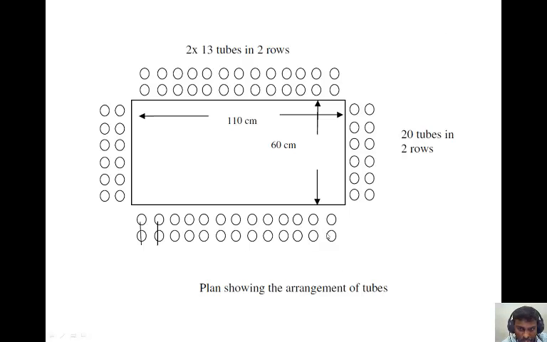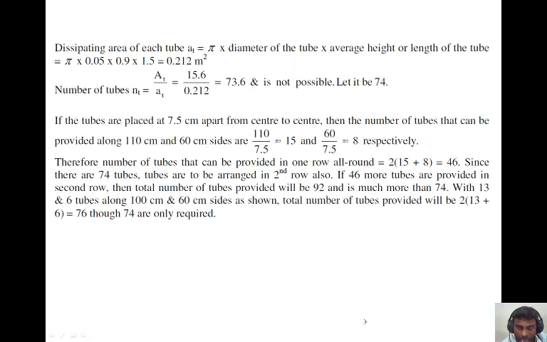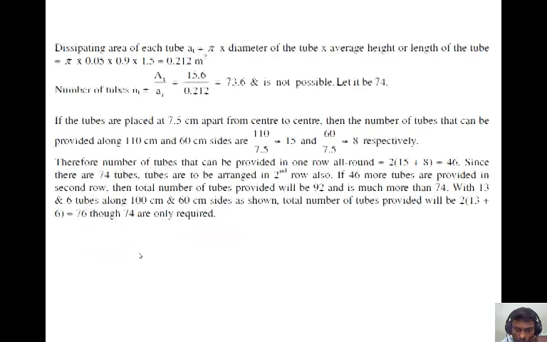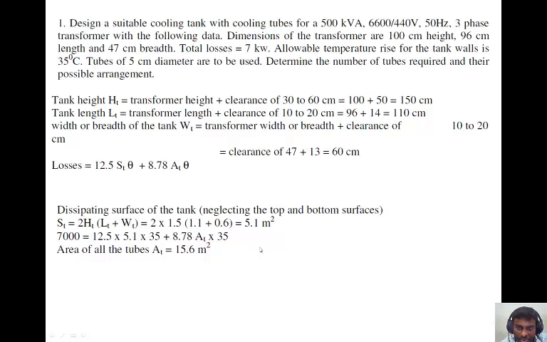This is for round circular tubes. Once again, calculate the number of tubes based on the area of the total tubes and the area of each tube. So the area of the total tube divided by the area of each tube is going to be around 74. This spacing is also not fixed. You may take this as your own if it is not available in the question.